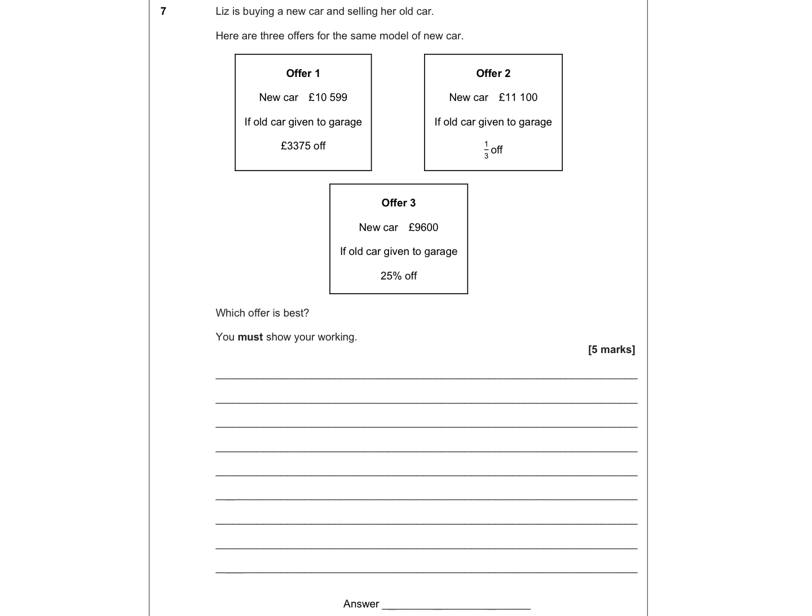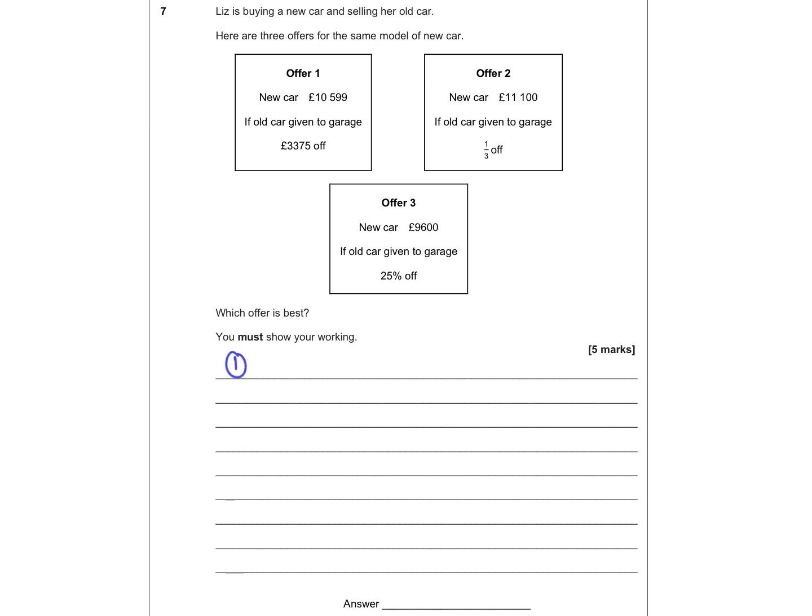£3,375. Offer 2 is the new car is more expensive, £11,100, but if she gives her old car to the garage, she gets 1/3 off. Now that 1/3 off definitely messed up a few people that I saw. And then she has offer 3, which is the new car is substantially cheaper, £9,600, but if her old car is given to the garage, she gets 25% off. Which offer is best?